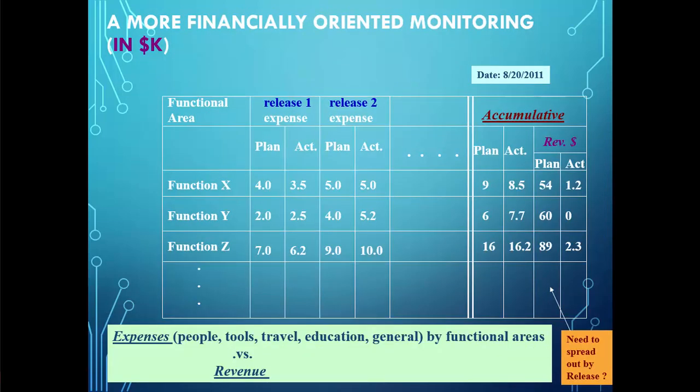The data collected could also be financially oriented, which will help in budget monitoring. In this case, the collected data will be comparing expenses versus revenue, with each function of an attribute having planned and actual.